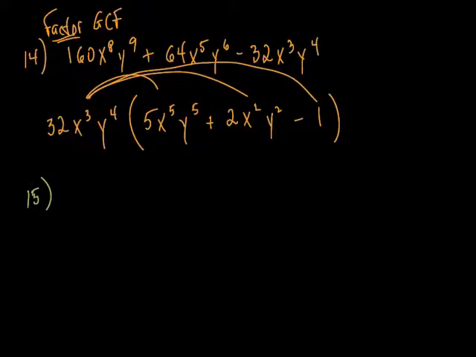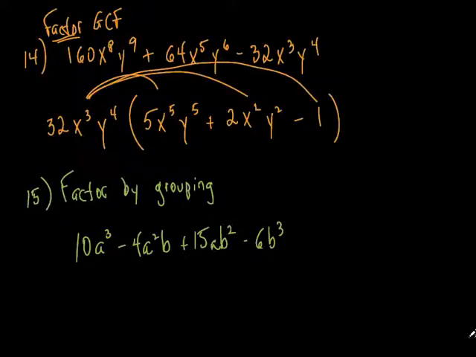Okay, another factoring, but it's a little different type of factoring. We're going to do this by grouping, factor by grouping. If you look at this, there is no greatest common factor with all 4 of these terms, is there? I've got a 10, 4, 15, and 6. Is there anything that divides into all 4 of those numbers? No, there's not.